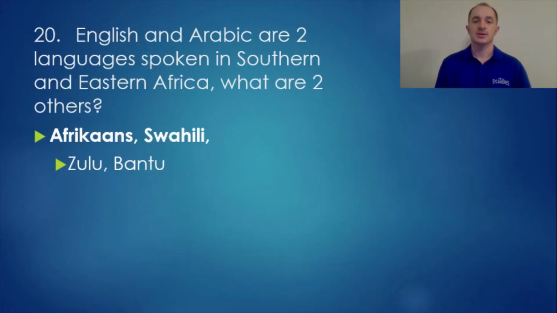Okay, so number 20. English and Arabic are two languages spoken in southern and eastern Africa. What are two others? So we have Afrikaans and Swahili as the main two that we talked about in the notes and throughout the PowerPoints, but we also mentioned at other times Zulu and Bantu. So the main ones that we need to know are Afrikaans, which is a mixture of English and Dutch with the Bantu language, and then Swahili, which is a mixture of Bantu with Arabic. So we have Afrikaans and Swahili.